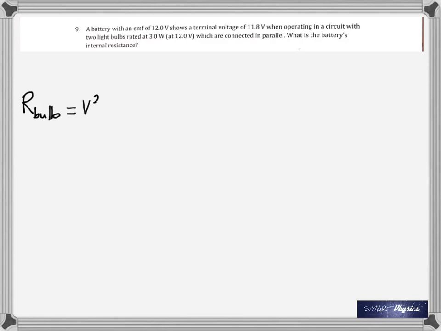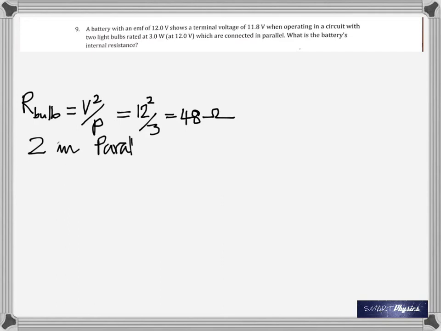Now let's find the resistance of the light bulb first, and for that we use V squared by P, because power is the square of the voltage divided by resistance. So I've just rearranged that. Find the resistance of each bulb. It's 48 ohms, and 2 of them are in parallel. Therefore, the effective resistance would be only half of that. 24 ohms is their effective resistance.